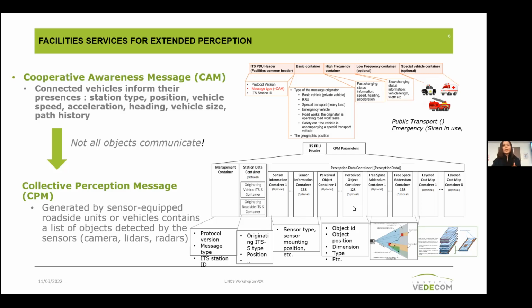But most importantly, there's a perceived object container. For each perceived object, it says this object is at this position, I think this is this type of object, maybe it's a car, maybe a bus, maybe a truck, and I think the velocity is this. It's talking about its perception. If it detected n number of objects, we will have n perceived object containers.